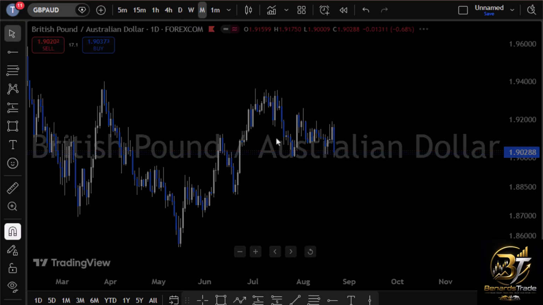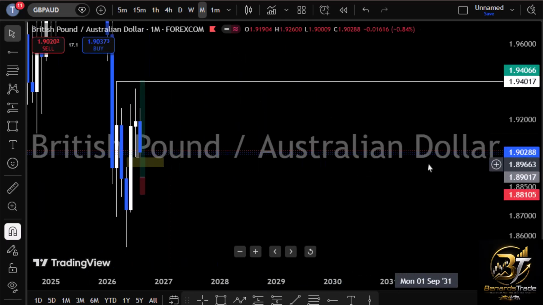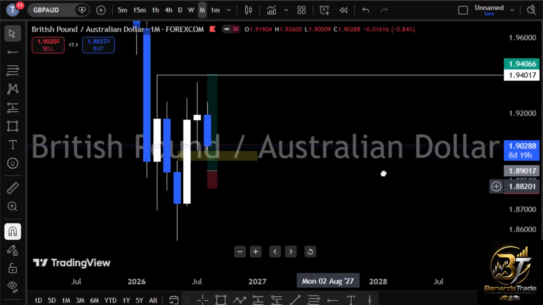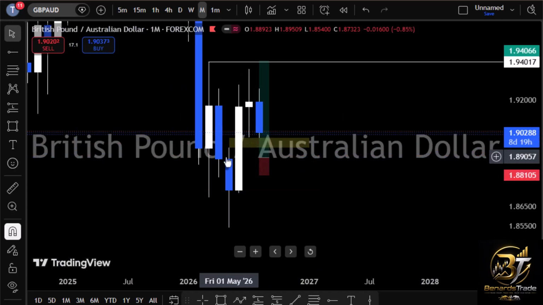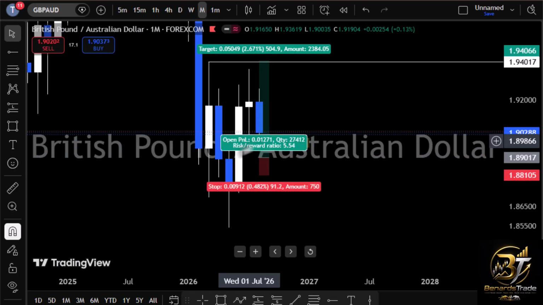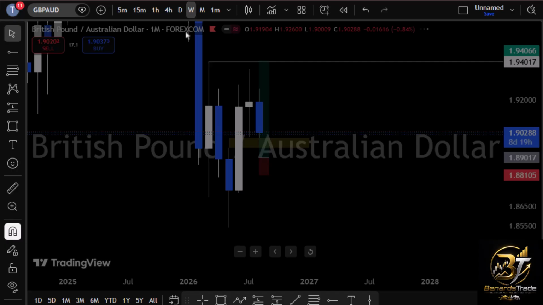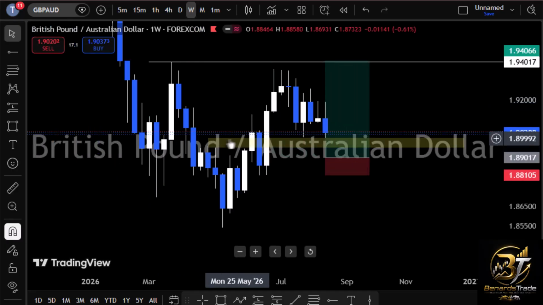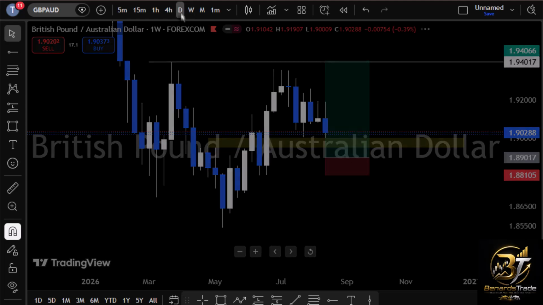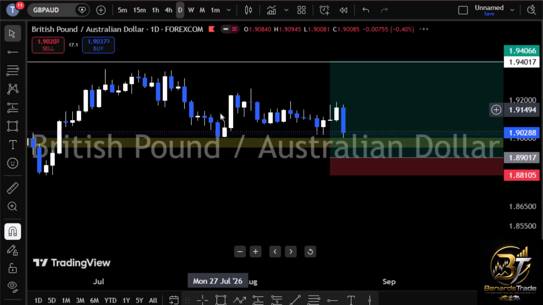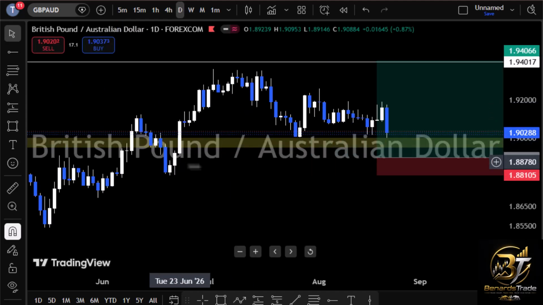Now, from the monthly, we'll have a fair value gap here. Now, I'm looking at this. This is another block. I'm looking at this price running into this other block. This is a monthly order block. But if I'm dropping down, there's another order block on the weekly, and if I'm dropping down again on the daily, another one.